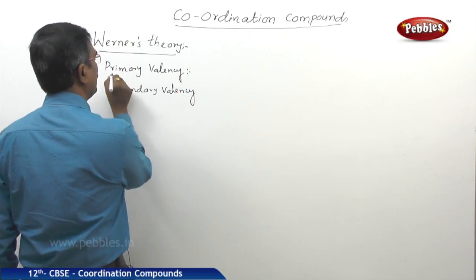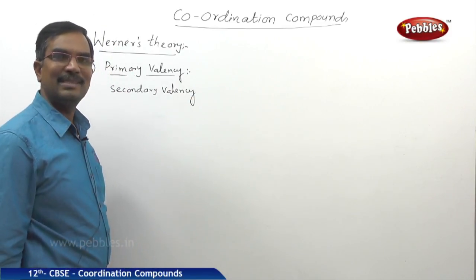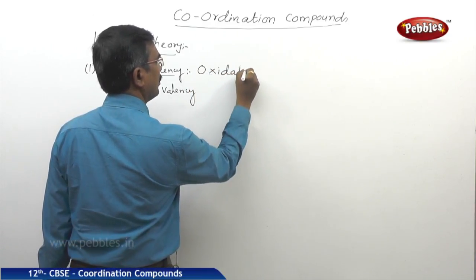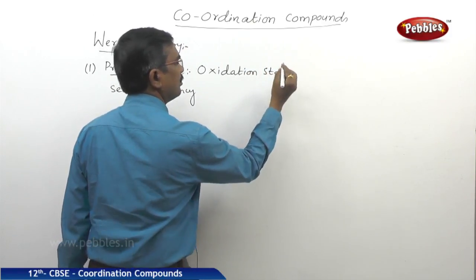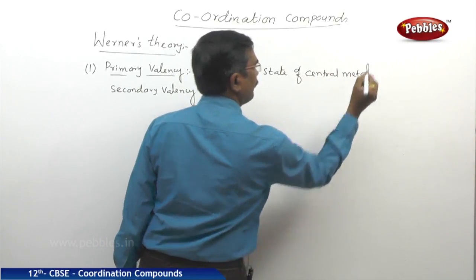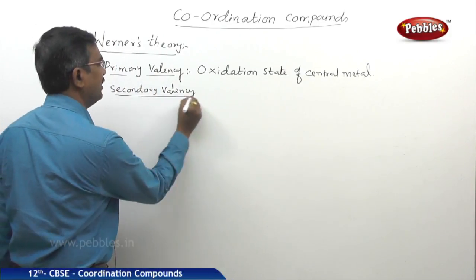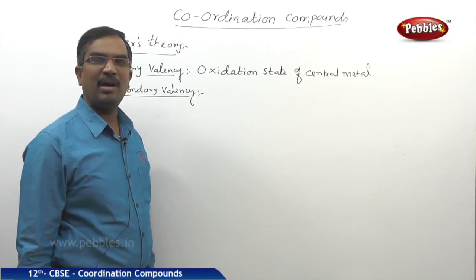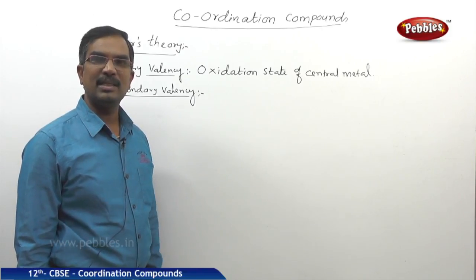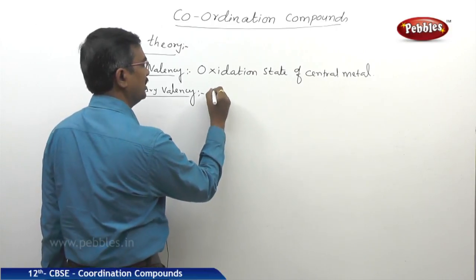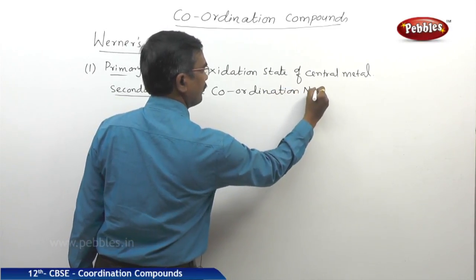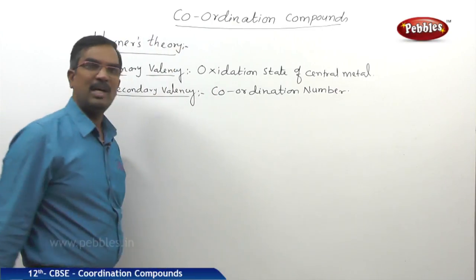Generally, the primary valency is the oxidation state of the central metal atom or central metal ion. Coming to the secondary valency, it tells about the number of ligands, or the number of coordinate covalent bonds present between the central atom and the ligands. This will tell us about the coordination number. Of course, we can also say this is the number of ligands.